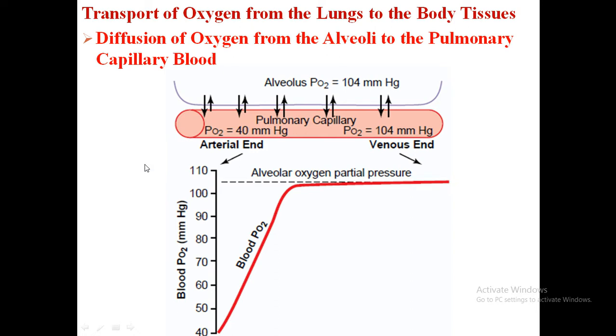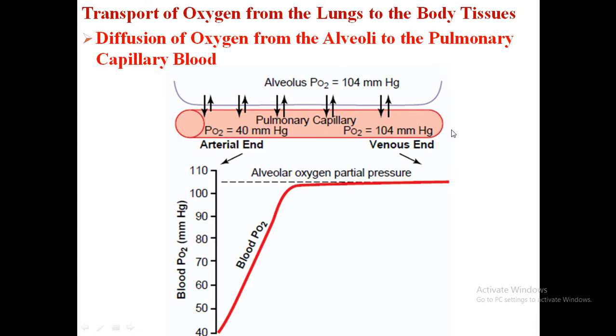This is the diagram in which you can see the pulmonary capillaries. The arterial end of the pulmonary capillary has the deoxygenated blood. At this end, the partial pressure is 40 mmHg. While we have discussed that in the alveoli, the partial pressure of oxygen in the alveolar air is equal to 104 mmHg. You can see a great difference between these two partial pressures. What happens because of the great difference? The oxygen diffuses easily from the alveoli to the blood capillary.